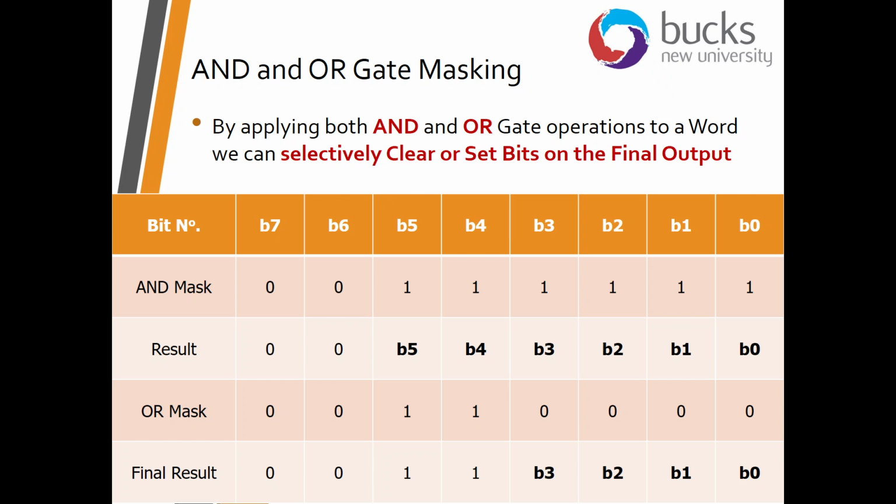The rest of the word, whatever it was, remains unchanged. Now if we put that through another OR operation, in this case an OR mask, where the mask is set so that we have zeros apart from bit 5 and bit 4, which are set to 1, then we're setting bits 5 and 4 to 1. Whatever they were in the original word, they might have been ones already, but they could have been zeros. We've set them to 1.